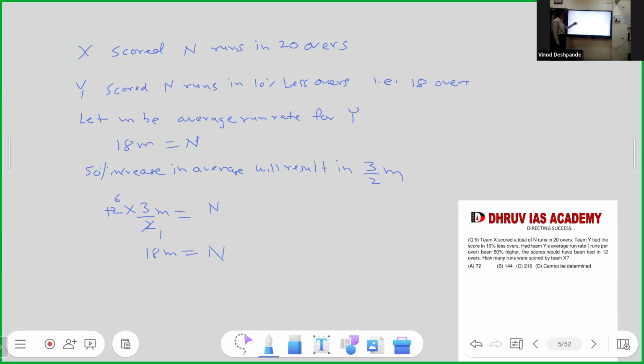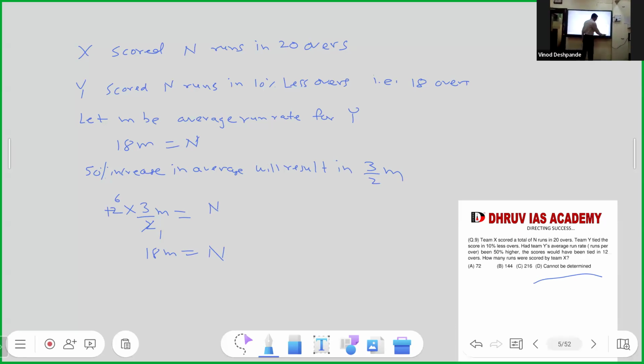What it indicates is the total runs is 18M, that means some multiple of 18. It could have been any multiple of 18, like 18, 36, 54, 72, and so on. Now if you observe the options, 72, 144, 216, all are multiples of 18. So Y could have scored either 72, 144, or 216, or some other runs, 180 runs also. Therefore the option will be cannot be determined, because we are not sure whether it is 72, 144, 216, or some other number.